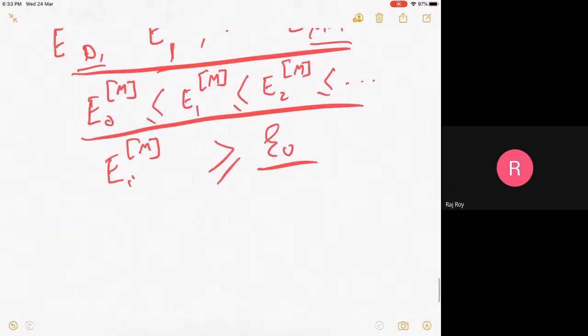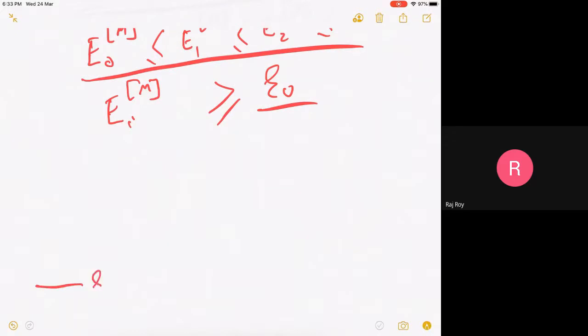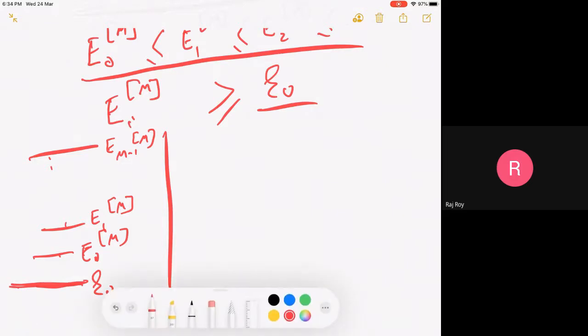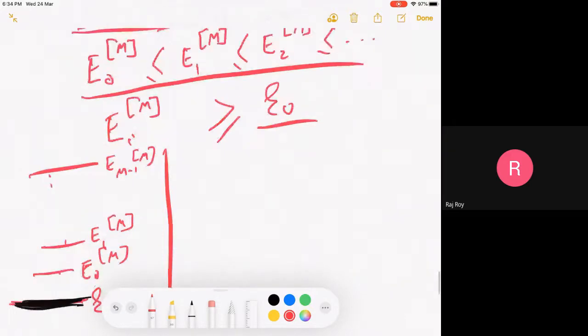So let me put up a graph. Let's say some schematic graph. This is my epsilon 0. This is E0M. This is E1M, and so on. And this is, let's say, E(M minus 1)M. So that is what I got. In M basis, there are M roots. These are my M roots, and this is, of course, my exact function. Okay?